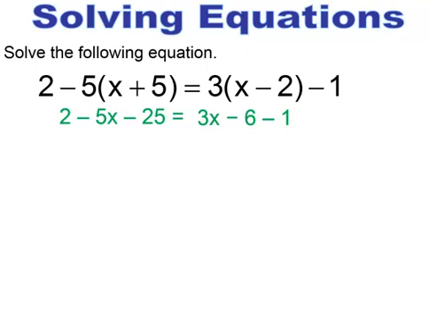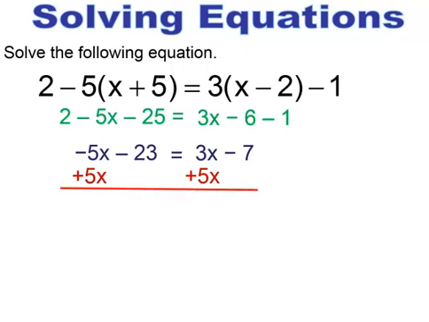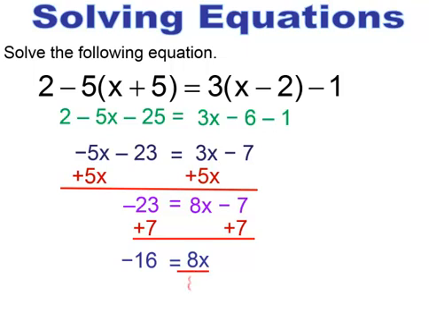Now I'm going to combine like terms, and the like terms are constants. I have 2 minus 25, which is going to give me a minus 23, and then I have a negative 6 minus 1, which is going to give me a minus 7. I'm going to get the variables together. I chose to move the 5x over to the 3x, and I'm left with a negative 23 equals 8x minus 7. And now you add 7 to both sides, and you divide through by 8, and you get your solution, x equals a negative 2.